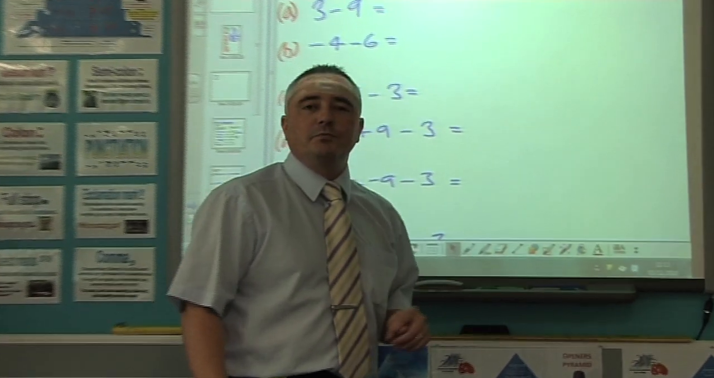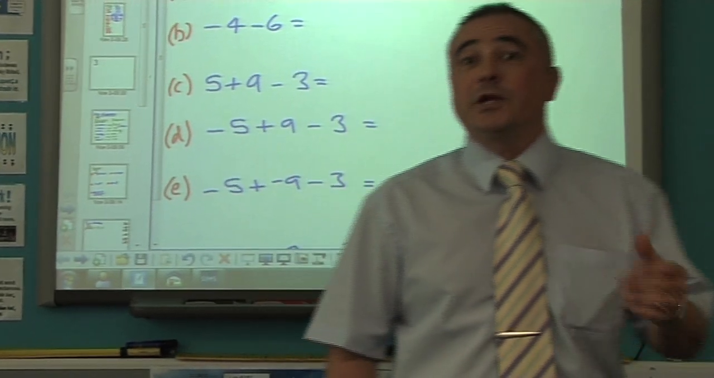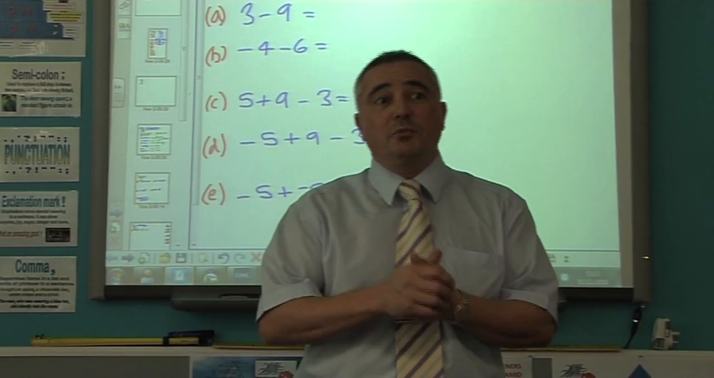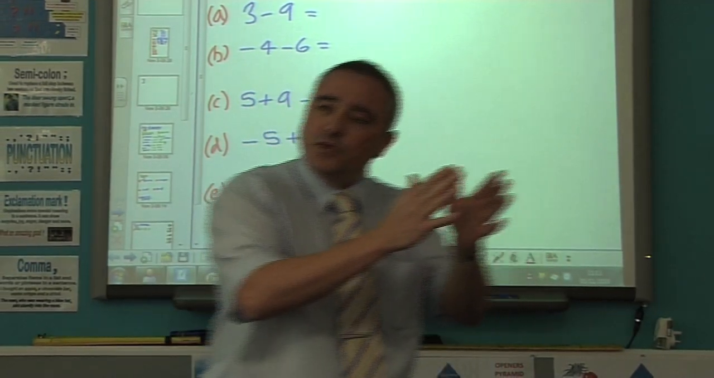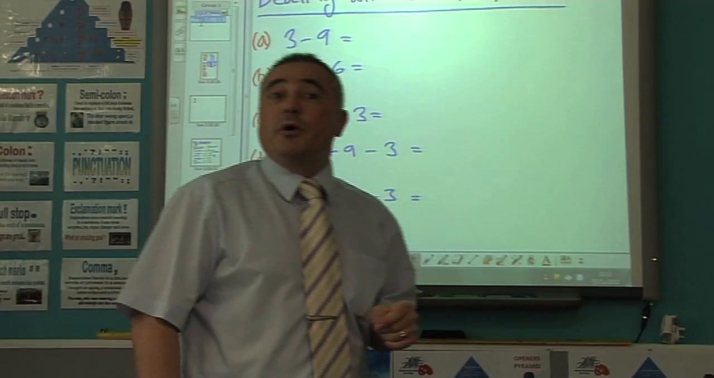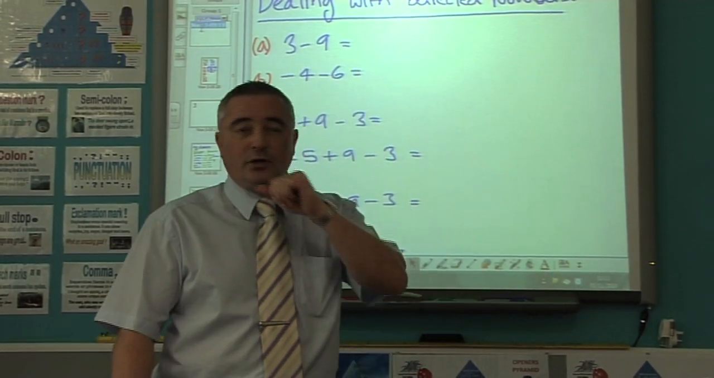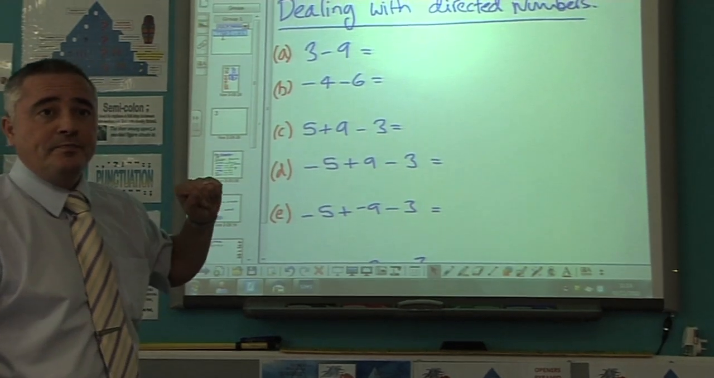at some directed numbers. Positive and negative numbers. That's why they call them directed numbers, because they have a direction. Positive going up a scale, negative going down a scale. And a good way to think about them is think of temperature, if you want to put it into context. But let's look at some simple ones now.